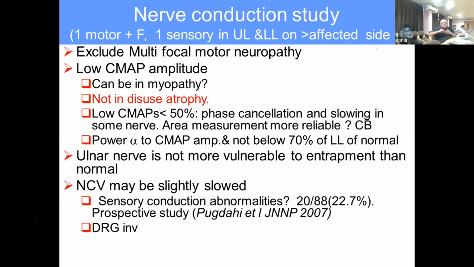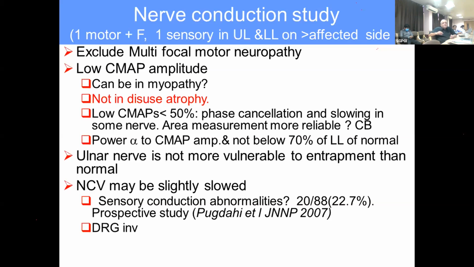It is very important because when we do motor conduction, sometimes you will find multifocal motor neuropathy: small amplitudes that become absent conduction and the conduction block, and then you can think of a multifocal motor neuropathy. So it's very important to keep this possibility.